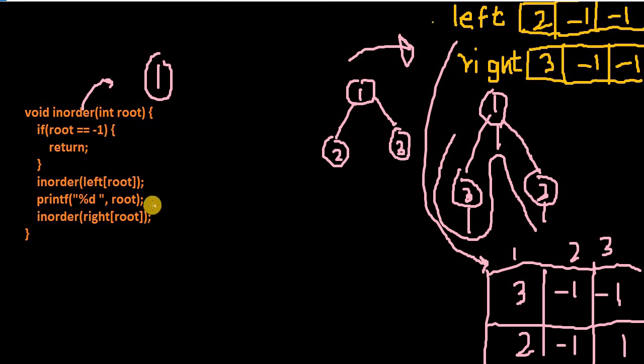After that we will go for the print statement. It will print the root. As of now the root's value is 3, right? After this we will go for Inorder of the right root. So we'll check if there is a value that exists.